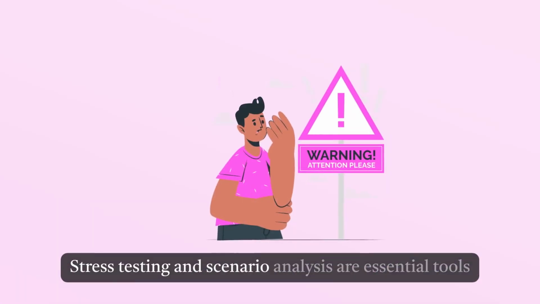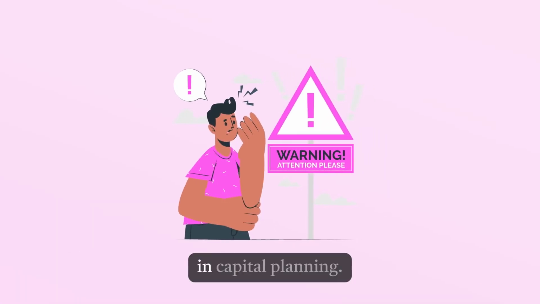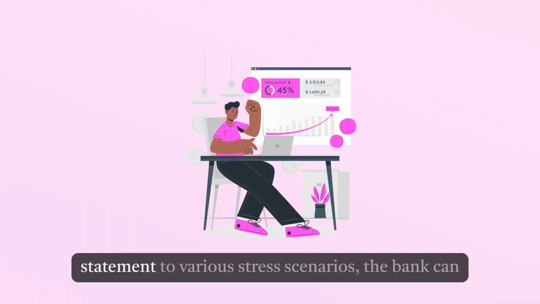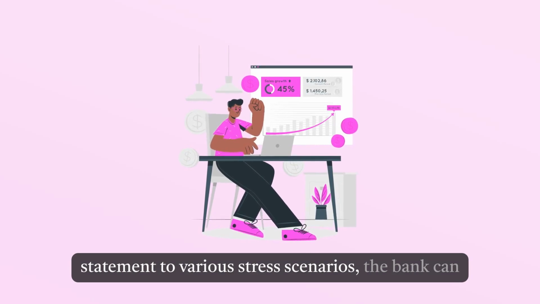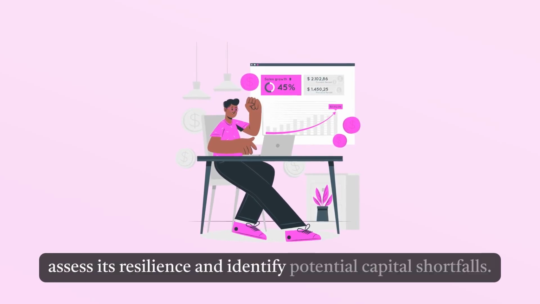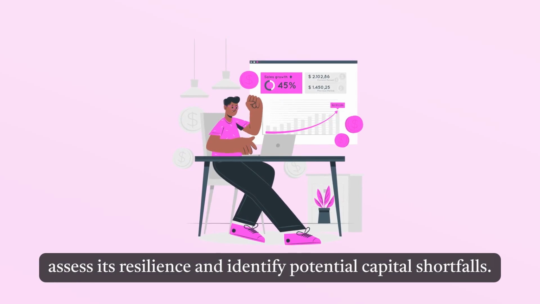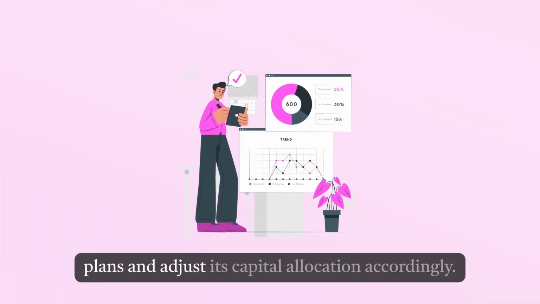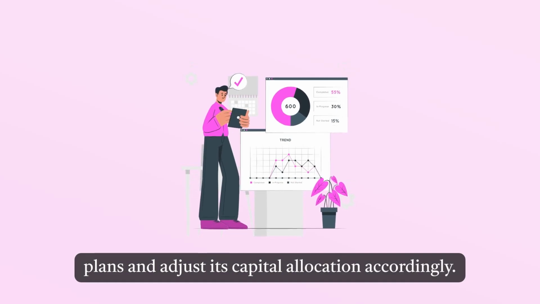2. Stress testing and scenario analysis. Stress testing and scenario analysis are essential tools in capital planning. By subjecting the bank's balance sheet and income statement to various stress scenarios, the bank can assess its resilience and identify potential capital shortfalls. This information can help the bank develop contingency plans and adjust its capital allocation accordingly.